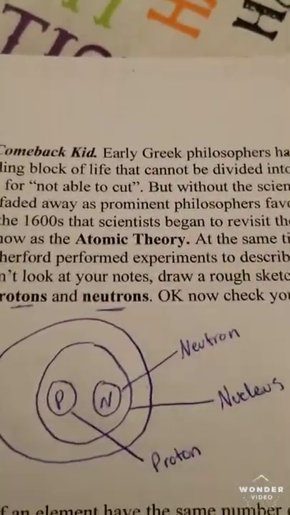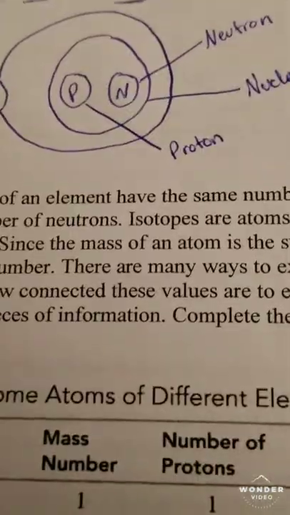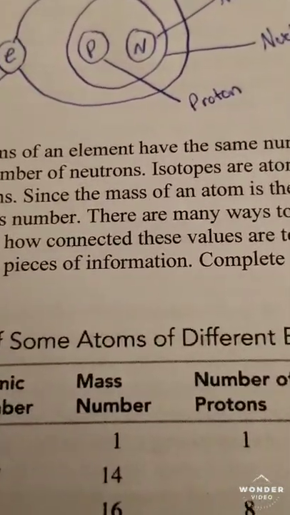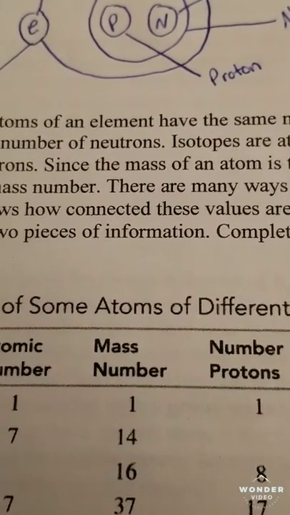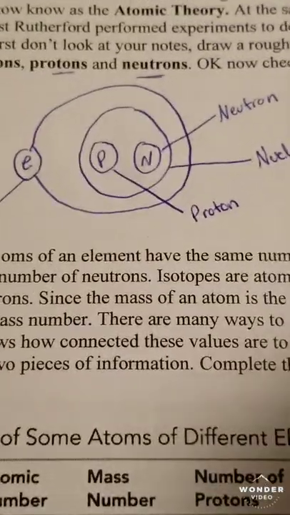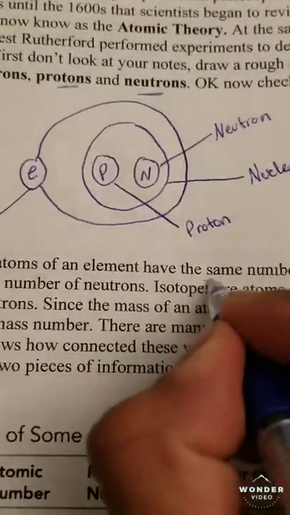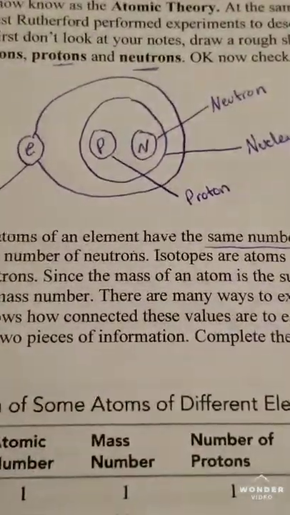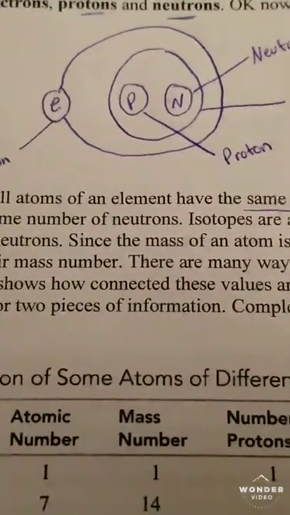Right, let's move on to the next. What is in an atom? All atoms of an element have the same number of protons and electrons. So that's an important thing to remember. They have the same number of protons and electrons, but not necessarily the same number of neutrons.